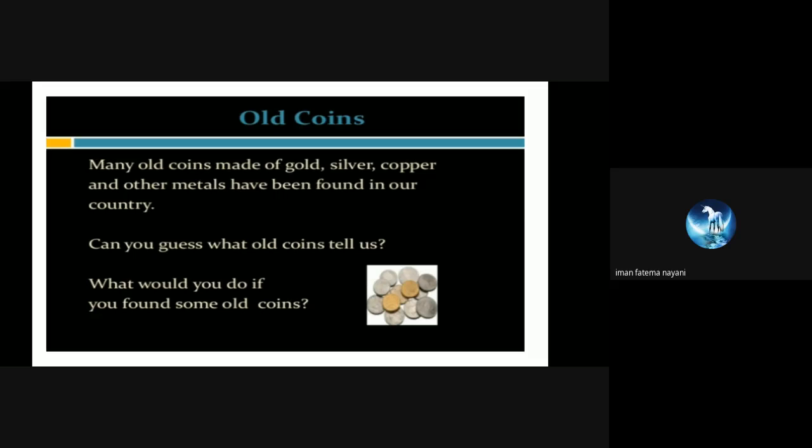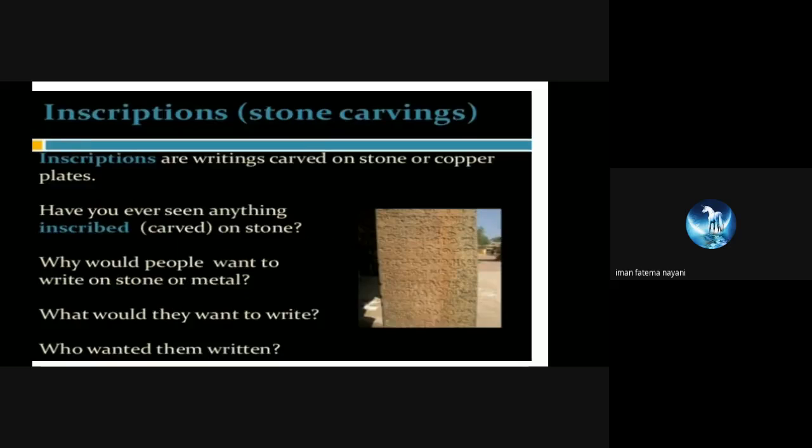Now, what do old coins tell us? What would you do if you find some old coins? Yes, they tell us the long back history. What do they tell us? They tell us a history. कि भाई yes, this coin was used in this, तब के राजा ये थे और उन्होंने ऐसे कॉइन बनवाए थे, है ना? So all this tells us about the history.